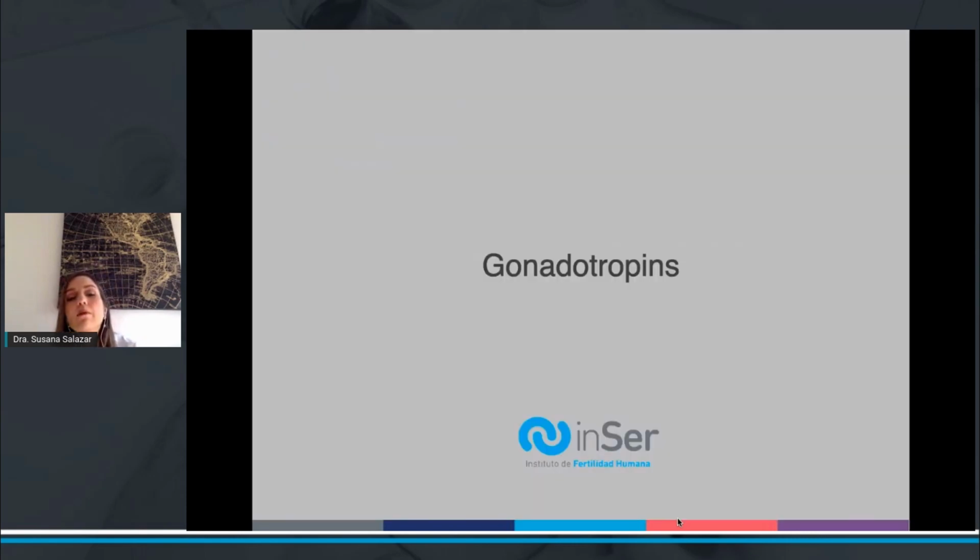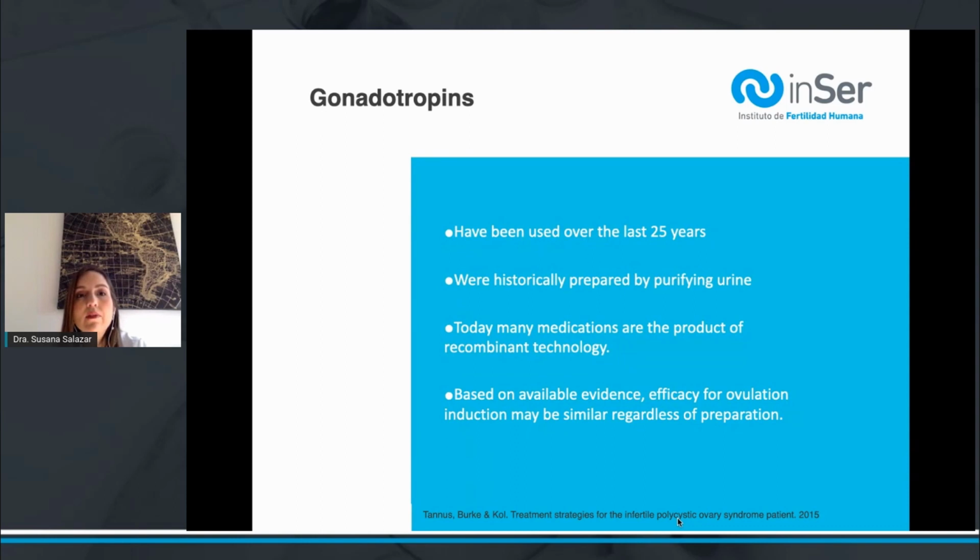Now I'm going to talk about gonadotropins. Gonadotropins have been used over the last 25 years, were historically prepared by purified urine, and today many medications are the product of recombinant technology. Based on available evidence, ovulation induction may be similar regardless of the preparation.